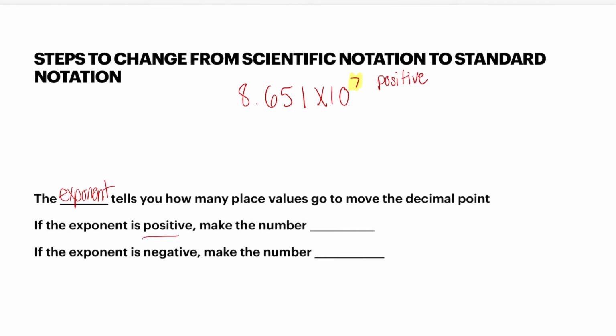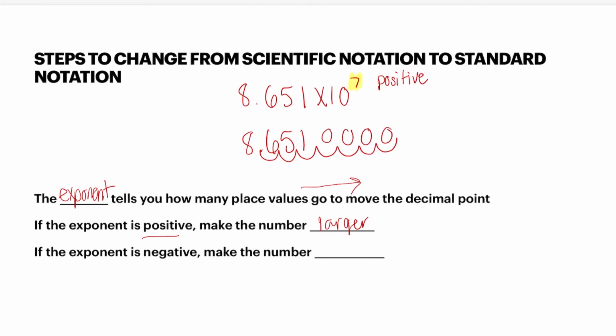Just a reminder, if the exponent is positive, we're going to make the number larger. And by the number, we mean the front number. So we're going to take 8.651, and we are going to move the decimal to the right, which is the direction that would make 8.651 larger. We are going to move this decimal 7 times since our exponent is 7. So we're going to start at our decimal point and move it 1, 2, 3, 4, 5, 6, 7 times. And then in the empty spaces, we fill in our zeros.